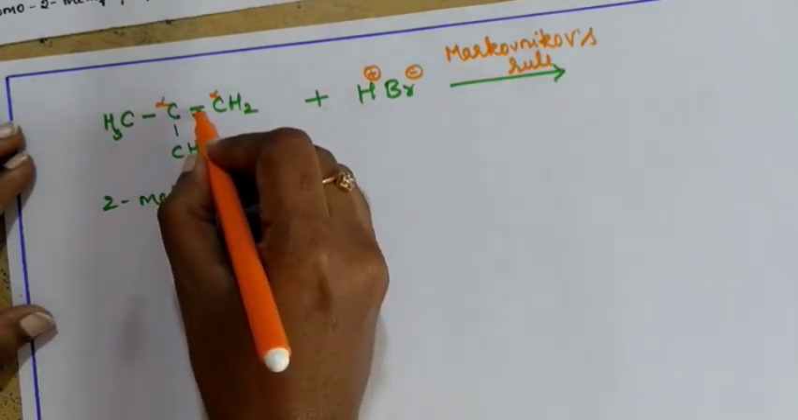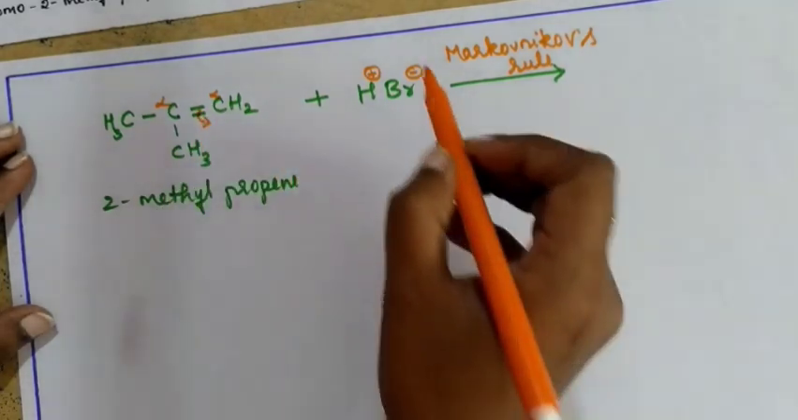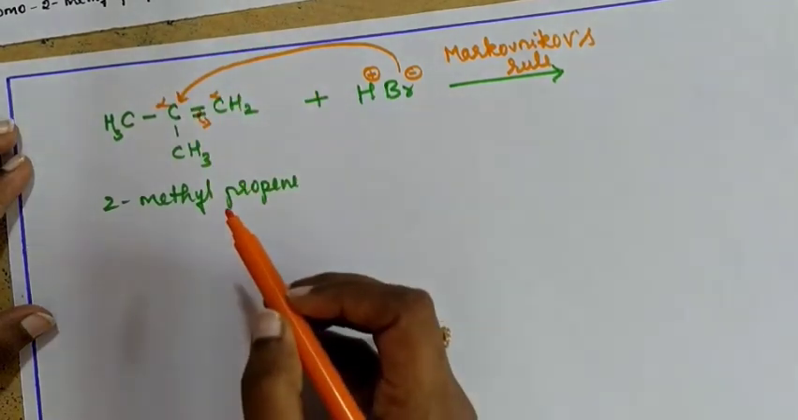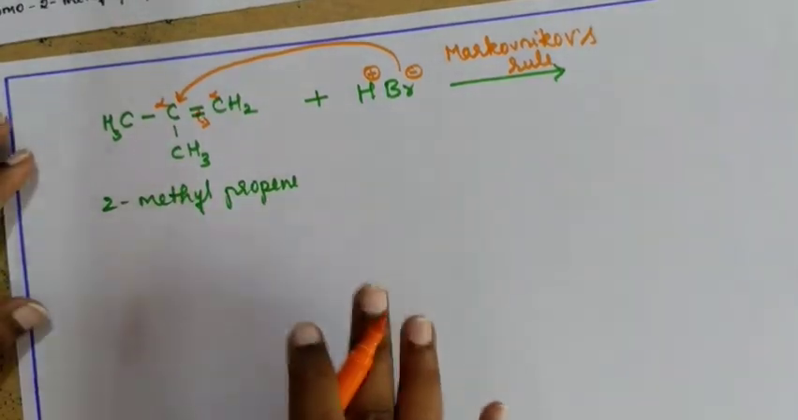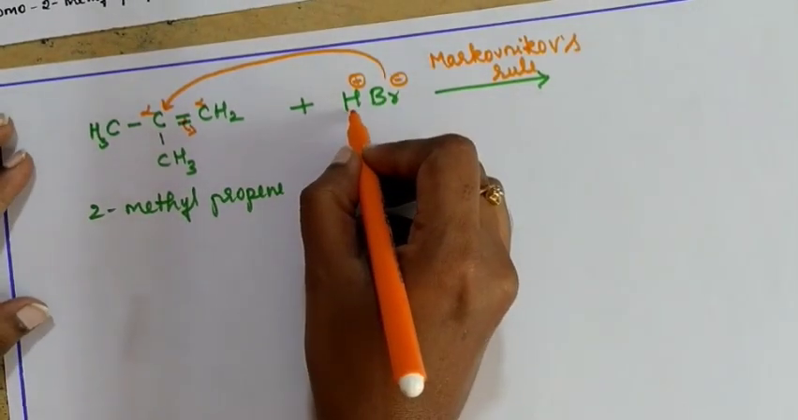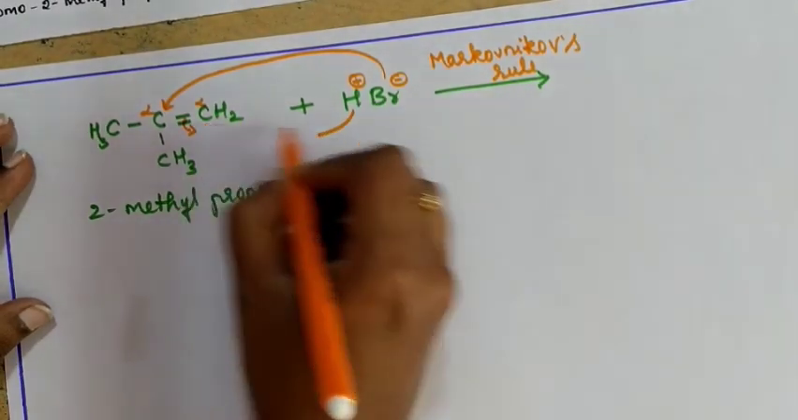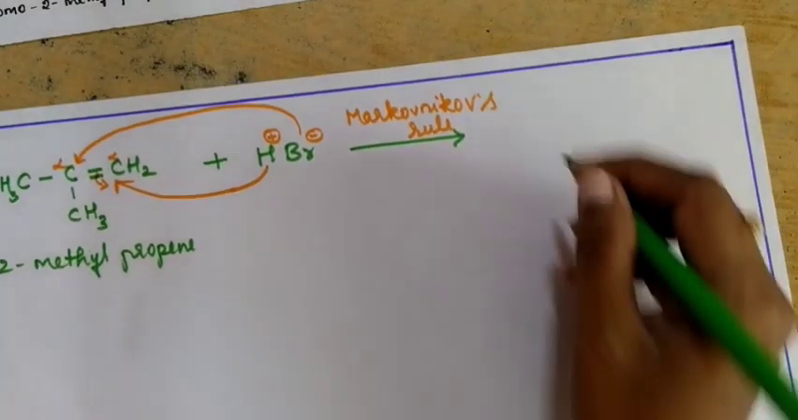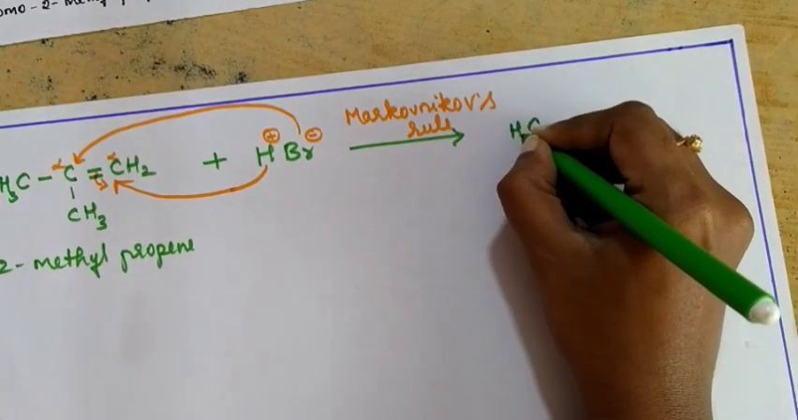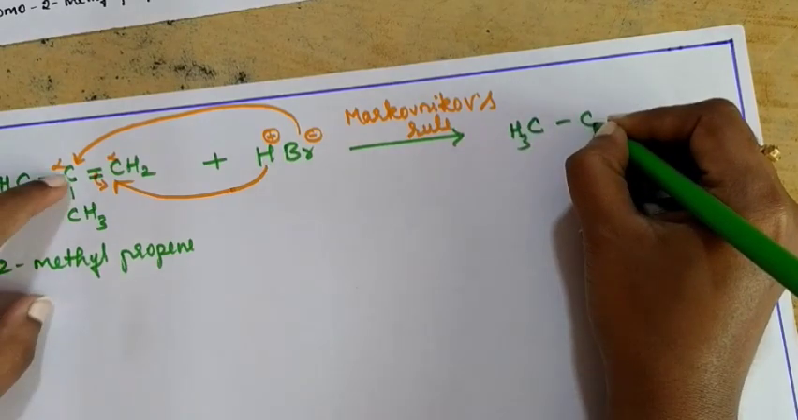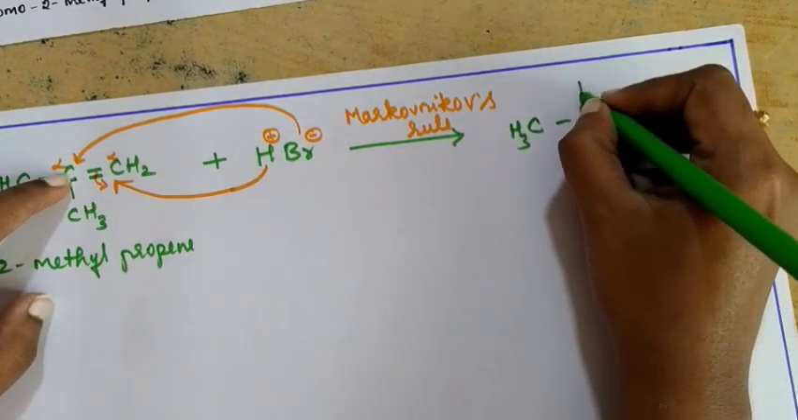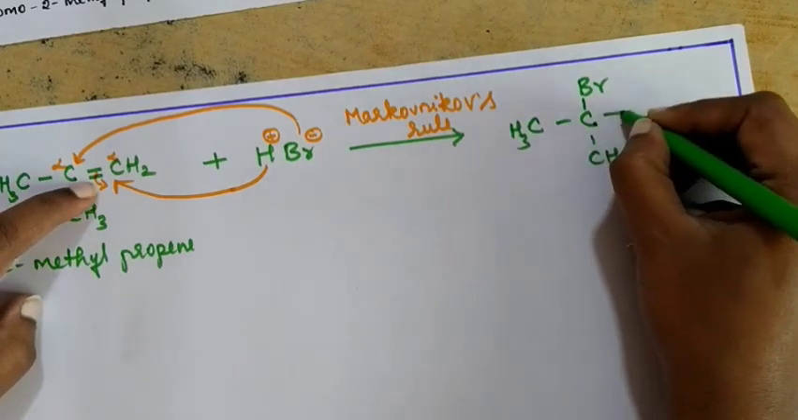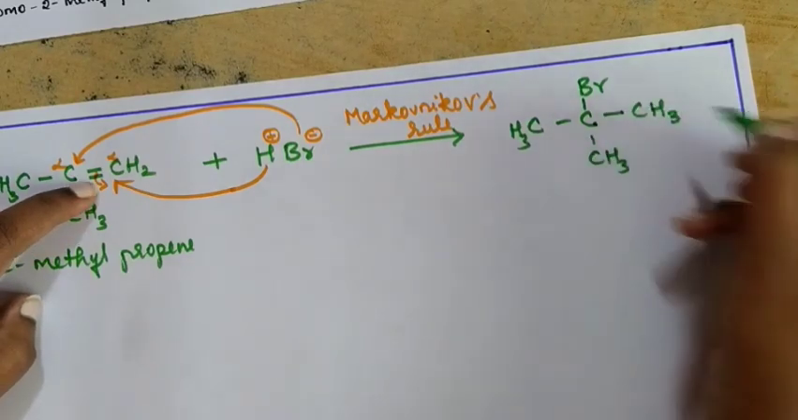So first this double bond will break, and the highly electronegative atom will go and make a bond with the carbon atom with the least number of hydrogens. Here no hydrogen is there, no problem with that. And this hydrogen will go and make a bond with this carbon. So what product are we going to get now? We'll get CH3, C, to this C, Br is attached. One more is CH3 and a single bond CH3.